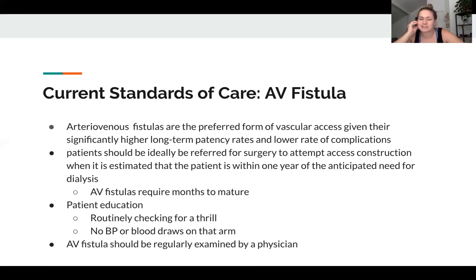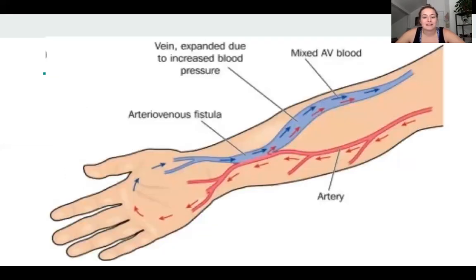So some of the patient education that goes with that is we need to educate him what this is going to be like. You need to routinely check for that thrill, and he should know that no blood pressures or blood draws can be drawn on that arm. And then the AV fistula should just be regularly looked at by a physician to make sure they're still patent and still working. So this is just a picture of how they work, and they're crazy to me, and I think they're so cool. So this is a really good option for him to have for hemodialysis.